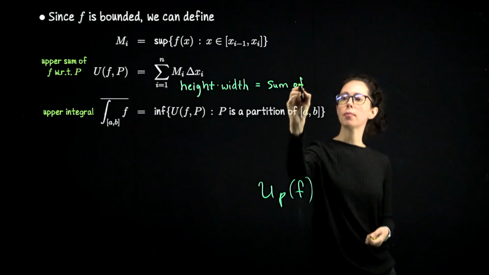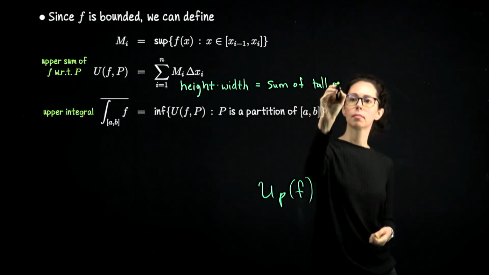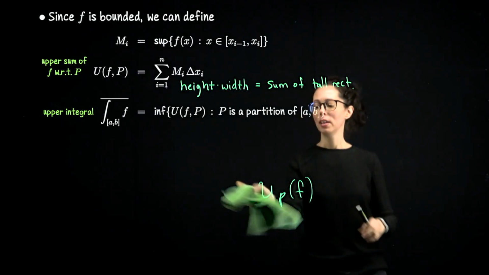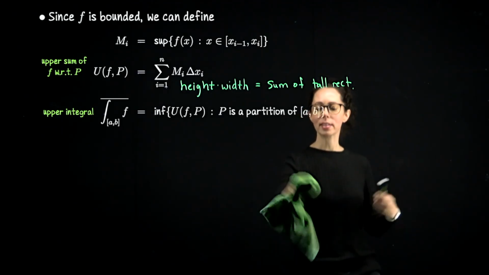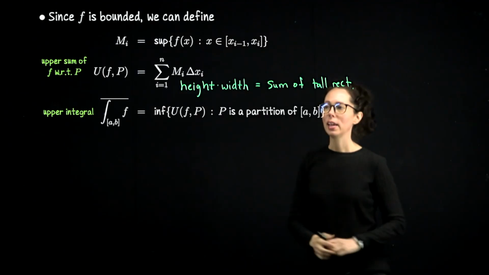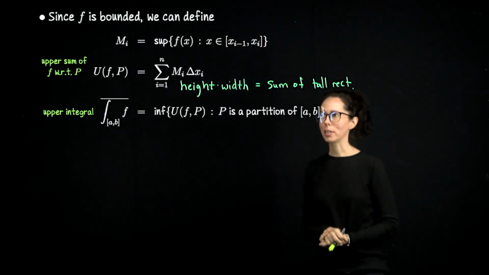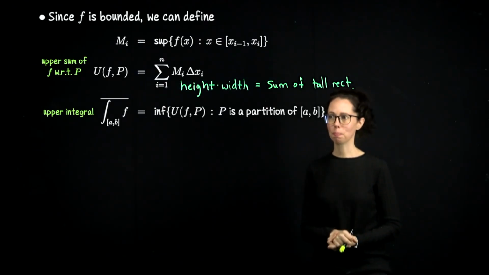And I'm going to write sum of tall rectangles because we used the supremum values. So if I say, oh, it's the tall rectangles, you'll know what I'm talking about. It's the picture that you generate when you set up your partition and then you pick the sups for the function.